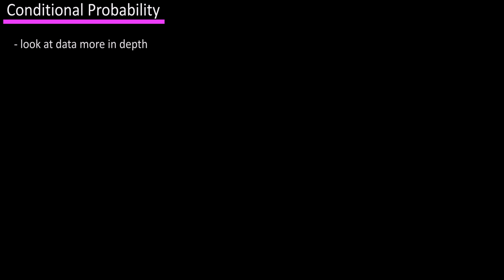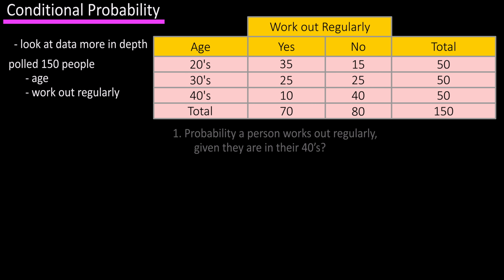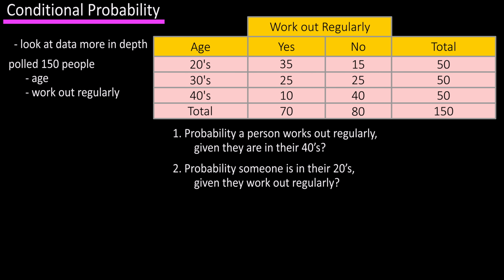Conditional probability can also be used to break down data further. For instance, let's say that you went out and polled 150 people based on 2 things: their age and whether or not they work out regularly. This table lists those results. So let's find 2 conditional probabilities. First, what is the probability someone works out given they are in their 40s, and what is the probability someone is in their 20s given they work out regularly?